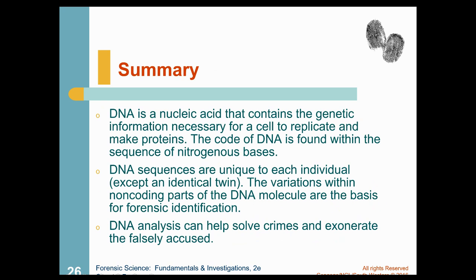All right, so in summary, these are the things that you need to know. DNA is a nucleic acid and it contains the genetic information, with the nitrogenous bases. You need to know which two match with which two. DNA is unique to each individual except identical twins. And the variations in those non-coding parts of the DNA, the introns, are the basis of forensic identification. And it can help us solve crimes, and it could also help us exonerate the falsely accused. And this is the Innocence Project.